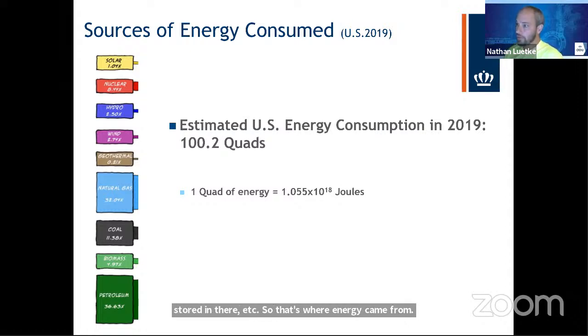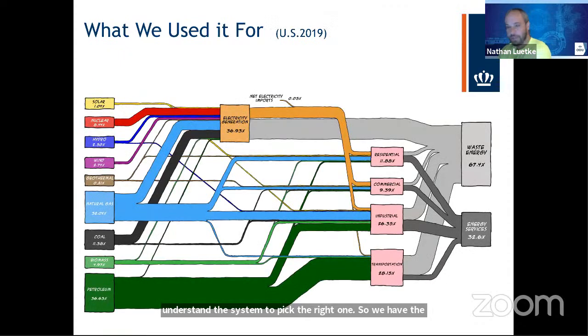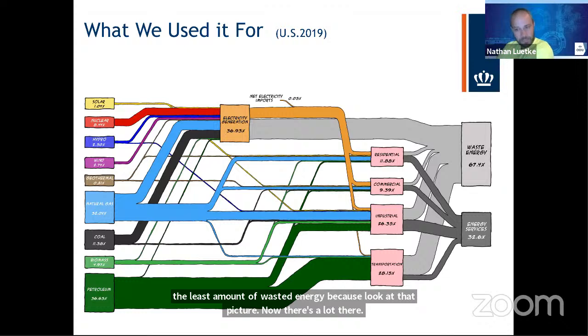What did we do with it in the United States? Well, we use it for a lot of different things. The problem, though, is that we also wasted a lot of it. And that's what we're going to be talking about today, is how do we limit that wasted energy? How do we understand the system to pick the right one so we have the least amount of wasted energy? Because look at that picture. Now, there's a lot there. So I'll leave it here for a minute. But I'll talk about it.